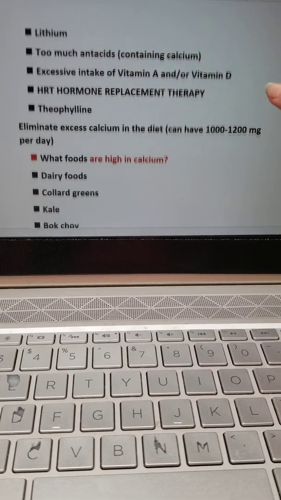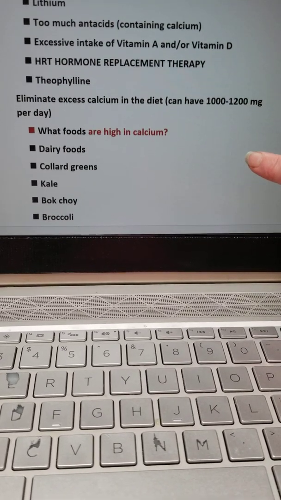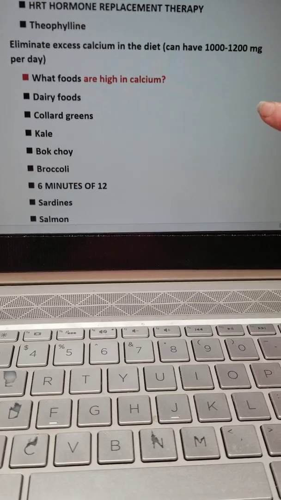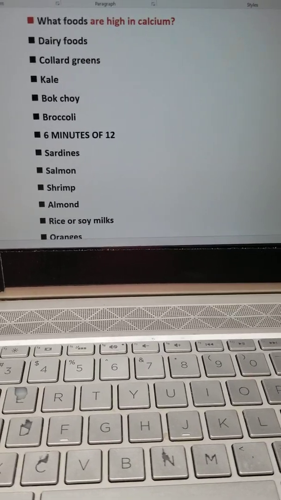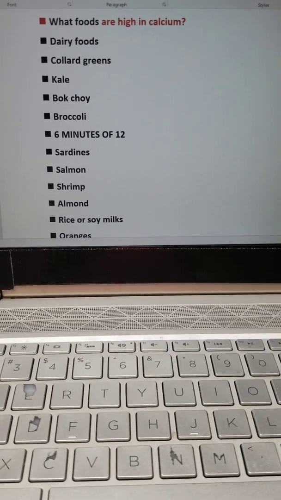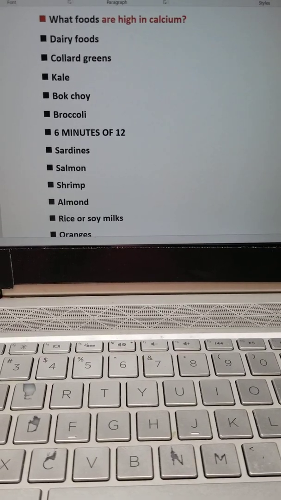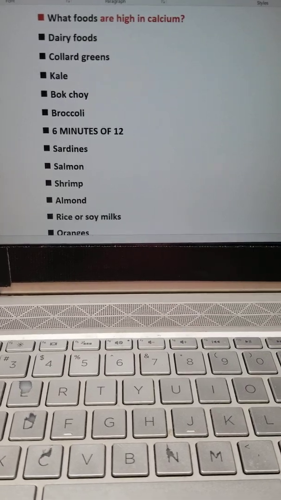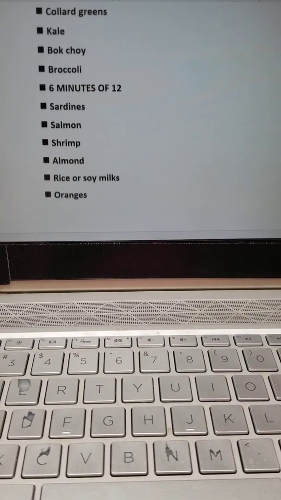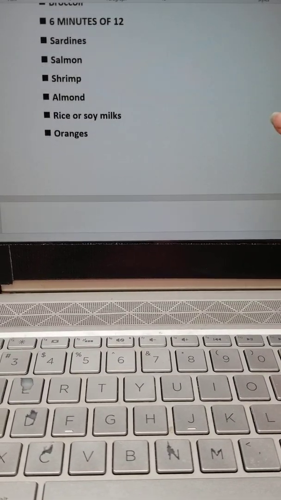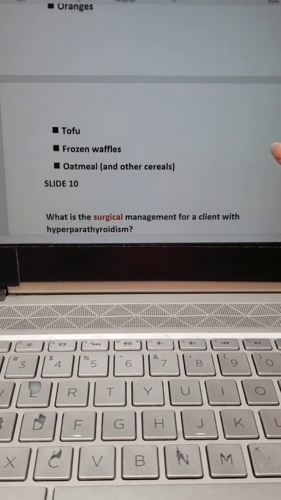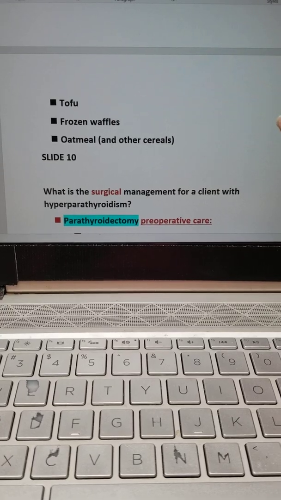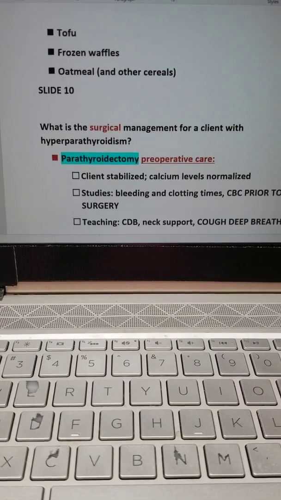So eliminate excess calcium in the diet. They can have 1,000 to 1,200 milligrams per day. What foods are high in calcium, which they would need to avoid? Dairy foods, collard greens, kale, bok choy, broccoli, sardines, salmon, shrimp, almonds, rice or soy milks, and oranges are high in calcium. Tofu, frozen waffles, and oatmeal and other cereals have calcium.